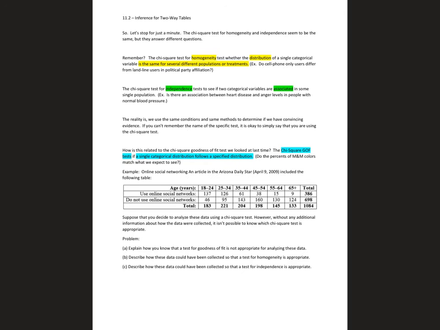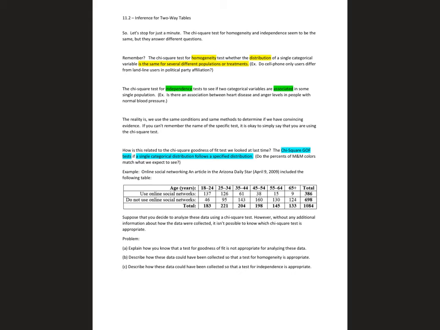Thank you. So, I think at this time, I should just talk to you about the chi-square test for homogeneity and independence. They seem to be the same, but they answer different questions. The chi-square test for homogeneity tests whether the distribution of a single categorical variable is the same for several different populations or treatments. So, do cell phone only users differ from landline users in political party affiliation? The chi-square test for independence tests to see if two categorical variables are associated in some single population. Is there an association between heart disease and anger levels in people with normal blood pressure?